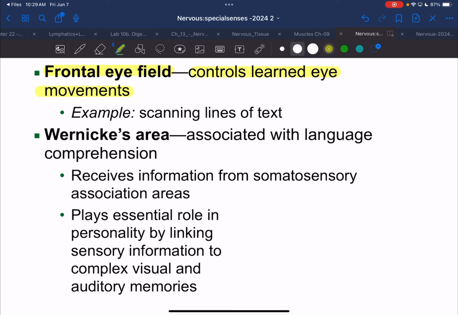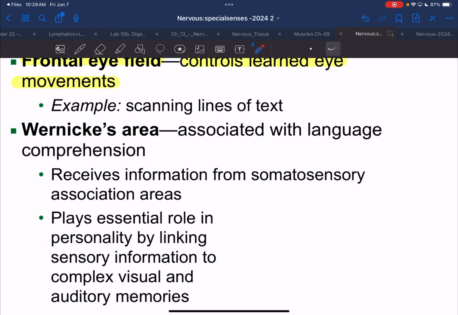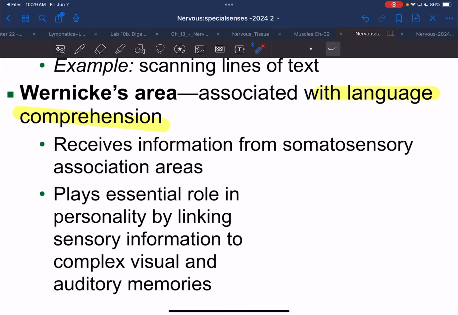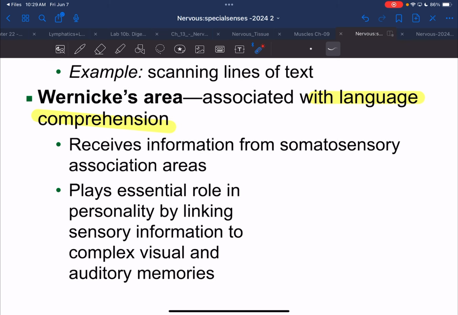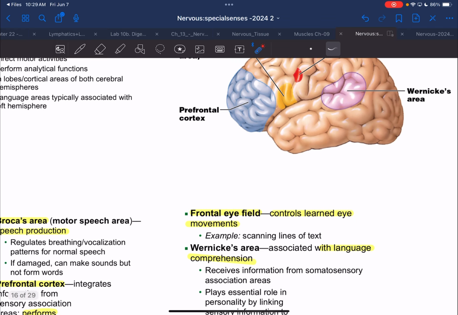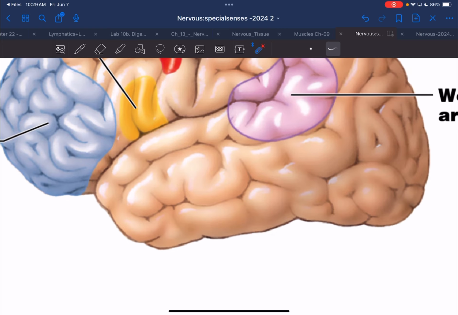And lastly, we have the Wernicke's area. This is your ability to understand auditory language. Like here, language comprehension. Your ability to understand language. Wernicke's area.